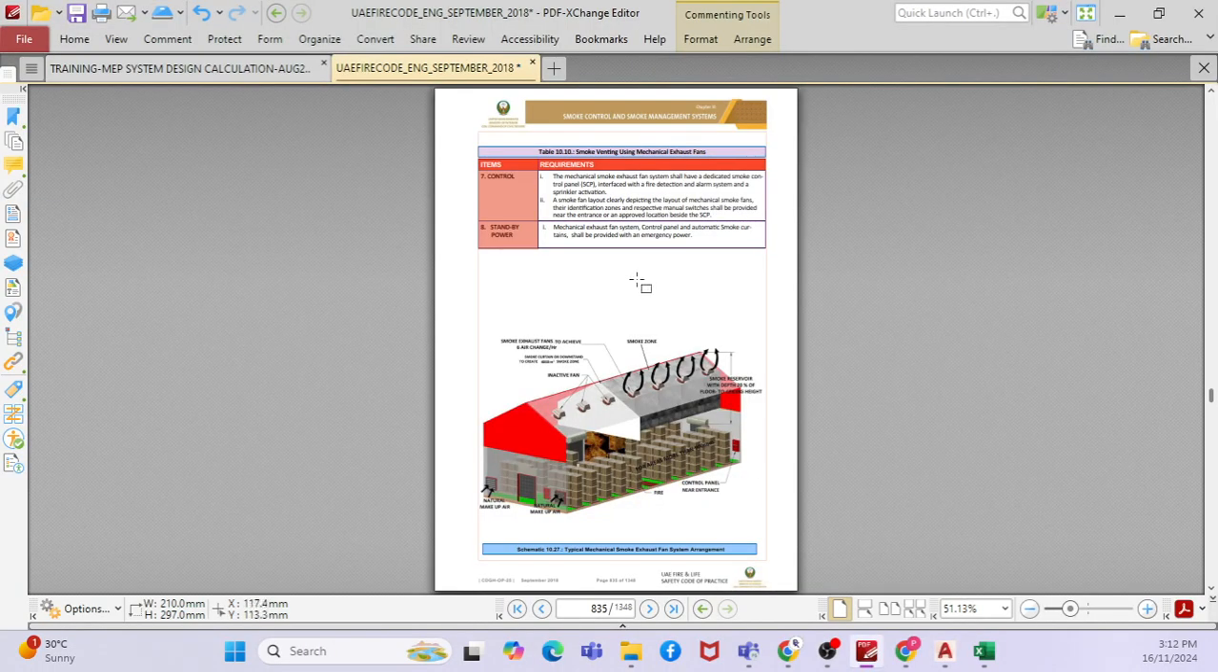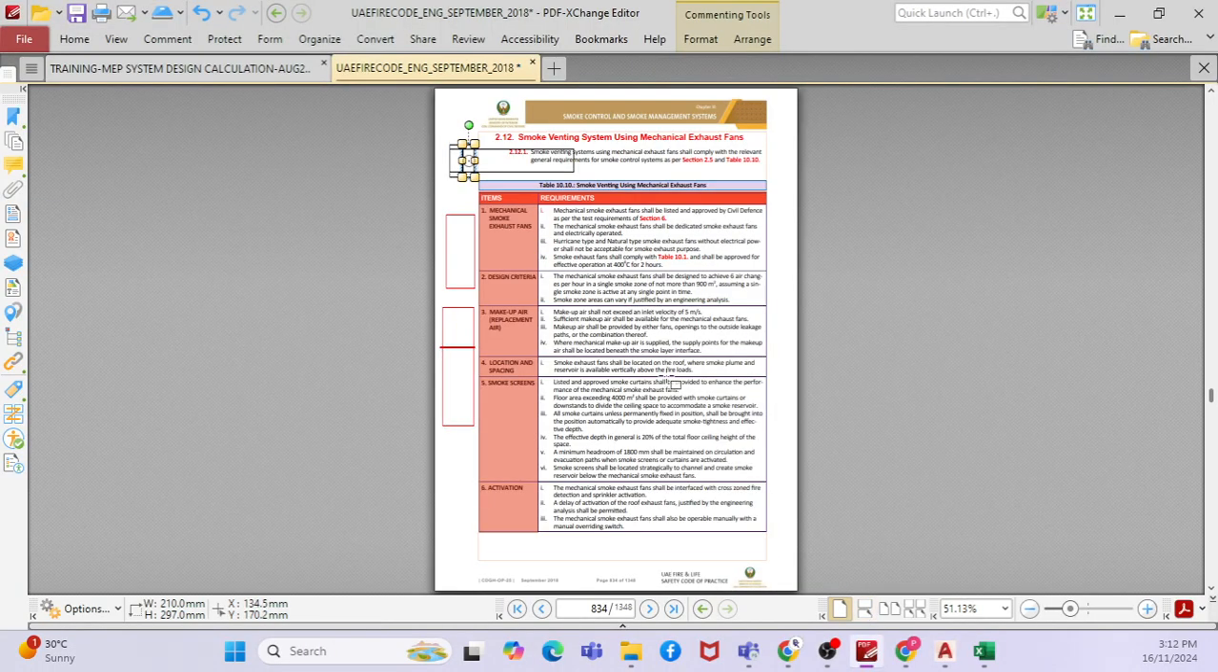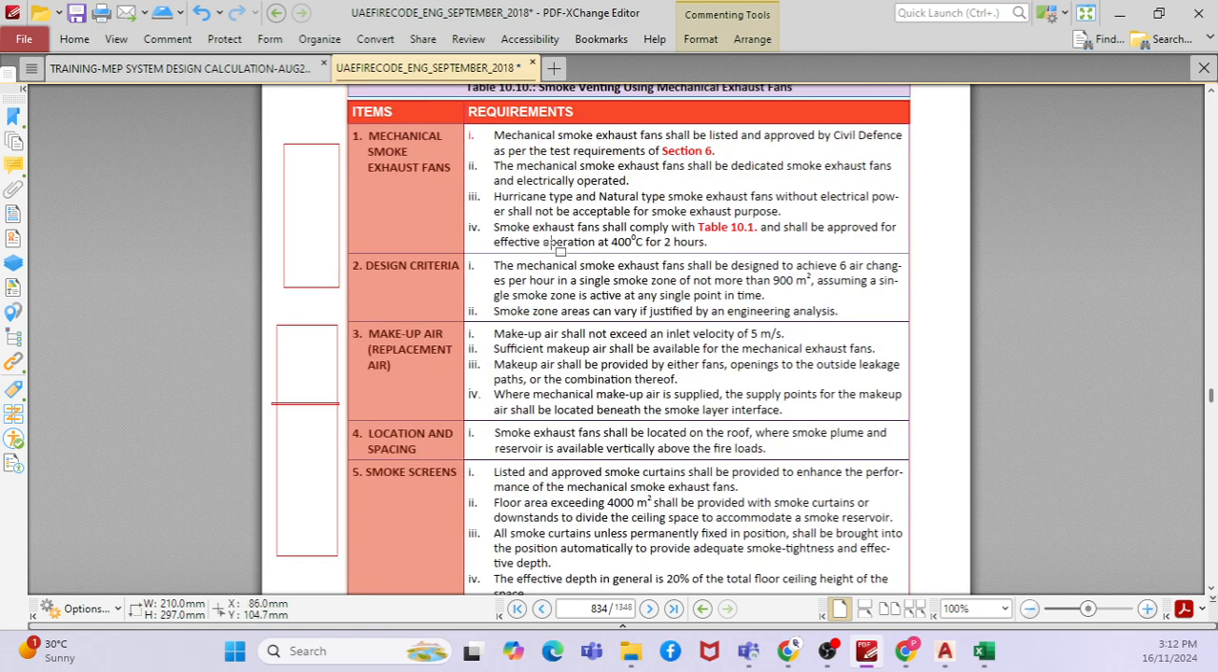So here we will talk about the mechanical exhaust fan. Here it talks about the smoke exhaust fan rated for 400 degrees Celsius for 2 hours, right? This is the specification bit that we were talking about. Oh, yes, understood.